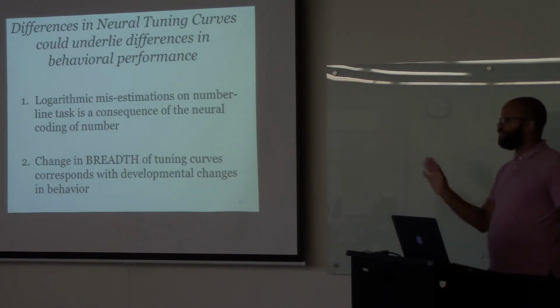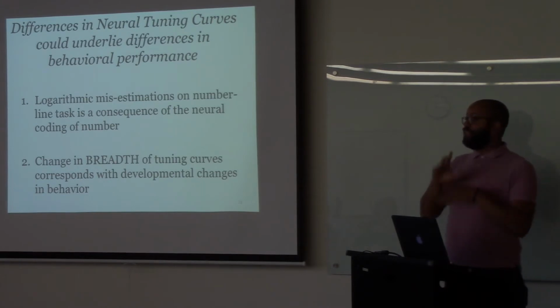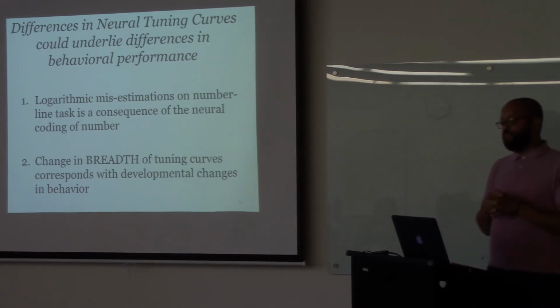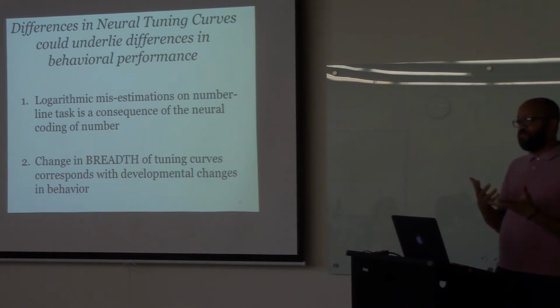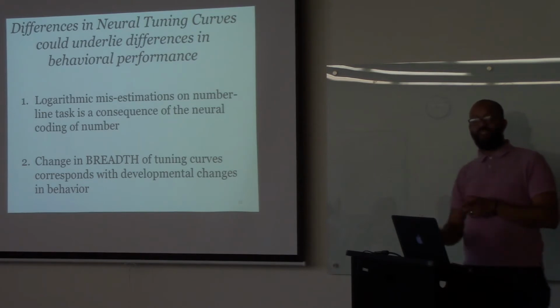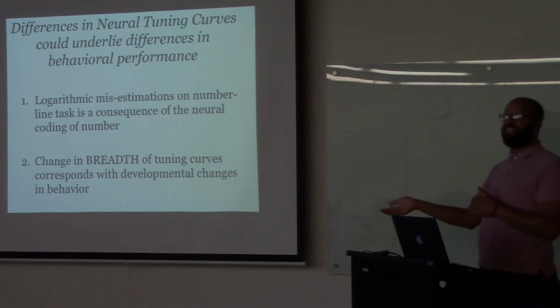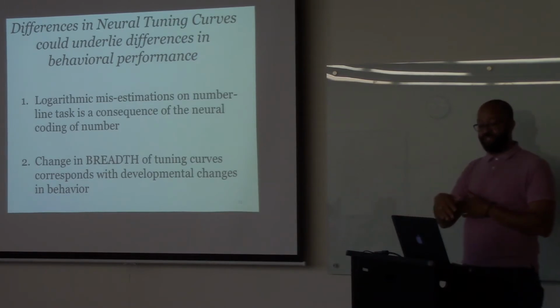So, this worked out pretty well. Got a nice publication out of it. And the basic idea here is that these kind of logarithmic misestimations on a number line task could be, in part, a consequence of the neural coding of number. So the misestimation happens because of the shape of the neural tuning curves. They're actually kind of positively skewed. So when you make errors, it's going to more likely be an overestimation than an underestimation.